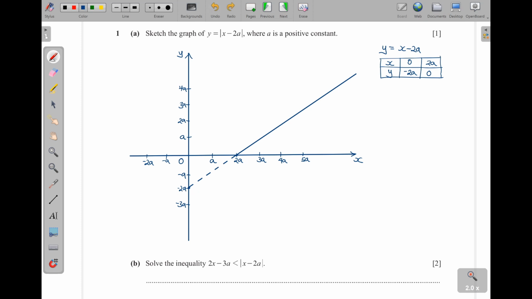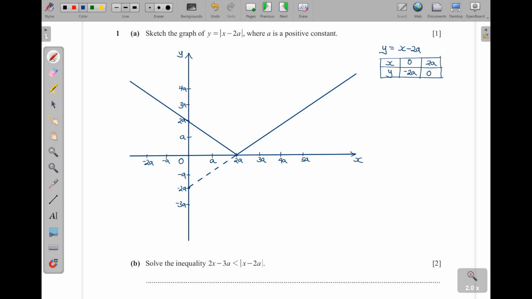Now, when I reflect this way, remember the object and the image must be equidistant from the mirror line. The x-axis is the mirror line. Then it will be cutting here. So that means it will be cutting at 2a. So I will get this one and then I reflect it in this x-axis, but it has to be passing through that 2a. So that will be our graph.